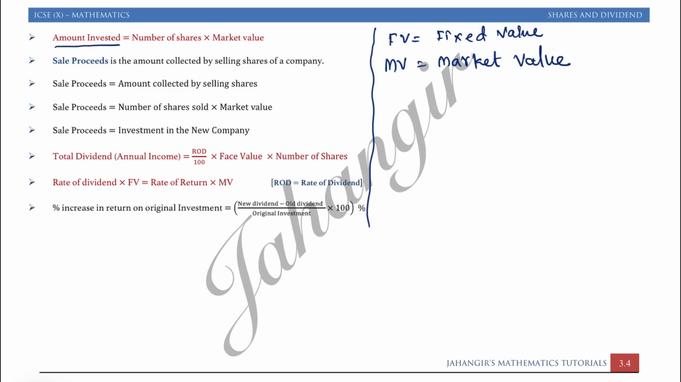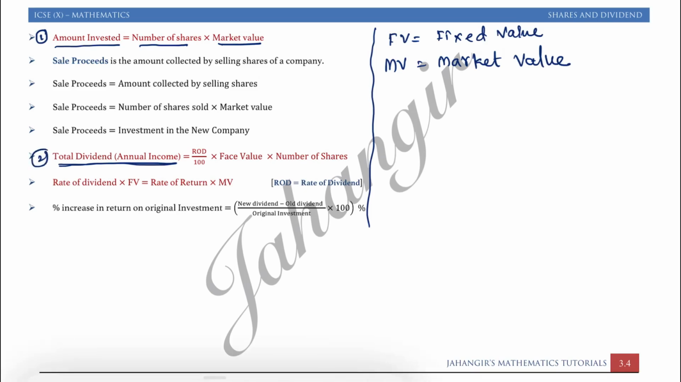Then amount invested. This is the first formula we are going to use: number of shares into market value. Write this formula in your notebook. Second formula, dividend. What is total income? Just now we understood that total income is the dividend which the company pays to its shareholder in the form of a percentage on face value. So this is the second formula for annual dividend.